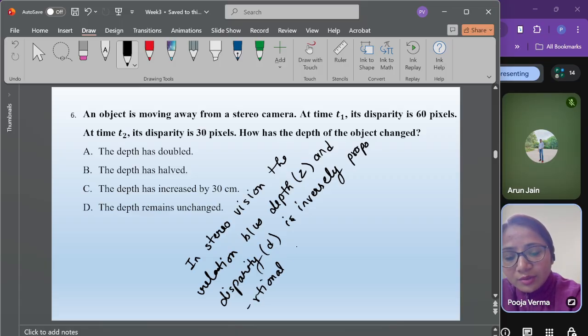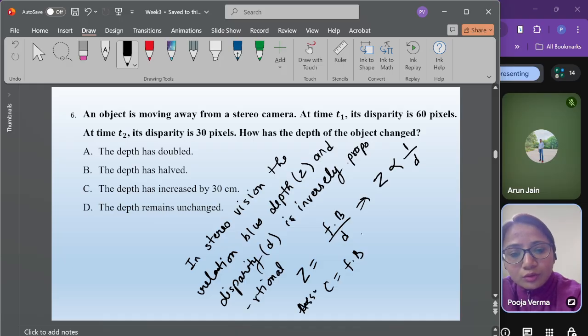And already we have seen the formula in the previous question as well, that is Z is equal to F into B divided by D. So we can write Z is inversely proportional to D, and we can take a constant. Let's assume that C is equal to FB. So we can write Z is equal to C by D, where C is a constant, C is equal to F into B, right?